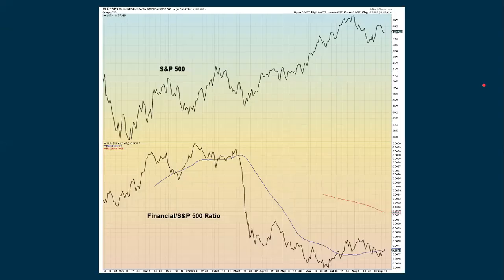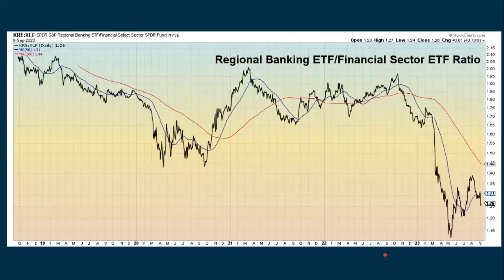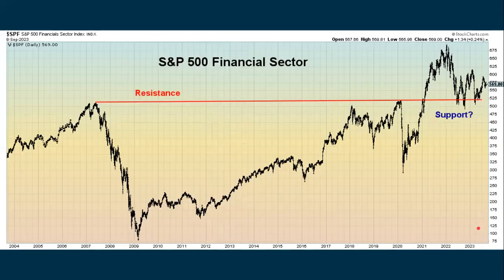Then we look at the financial sector and compare it to the S&P, where it is continuing to underperform. And then we look at the regional banking ETF, which has been getting hit pretty hard, and compared to the financial sector, both of these have been weak, but the regional banking ETF has been even weaker and is underperforming. Then we're keeping an eye on the financial sector.